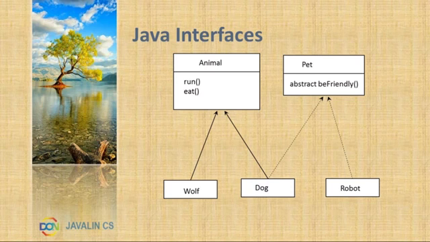Once the interface is written, it can be used for any class as appropriate. For instance, if you had a pet robot, you can add the pet behaviours without any connection to animals. Here the robot is friendly, but it can't eat or run.